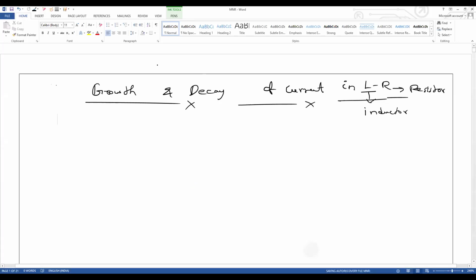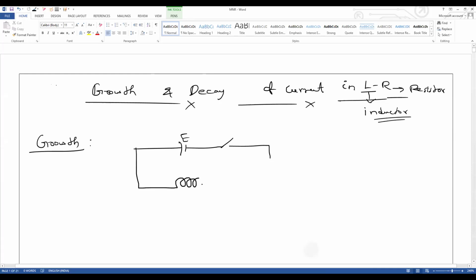Now, growth and decay of current in an LR circuit. So, inductors and a resistor. First we'll discuss the derivation for growth. All of you observe, it is a very simple one, but a very important one. I'm taking an EMF source E, and a switch S1, open switch now. So now I'm using an inductor.